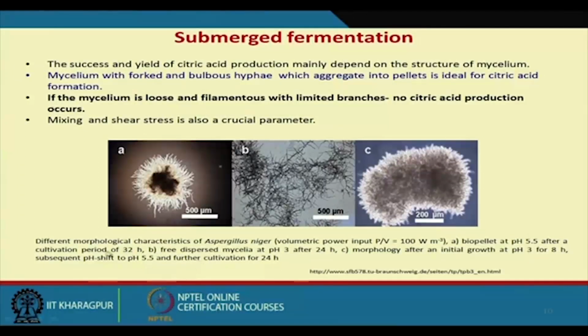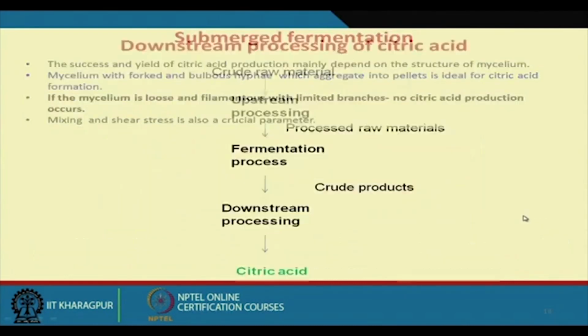So the different morphological characteristics of Aspergillus niger are this: biopellet at pH 5.5 after cultivation of 32 hours. This is, you can see, and freely dispersed mycelia at pH 3 after 24 hours look like this. More bunches are there. And the morphology after initial growth at pH 3 for 8 hours, subsequently shifted to 5.5 and subsequent 24 hours, is like this. So you can see how the morphology of the organism differs from time to time.